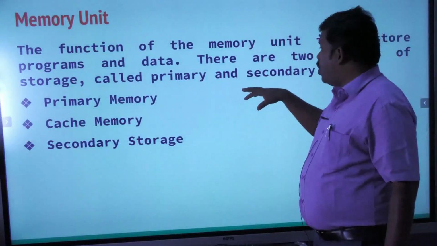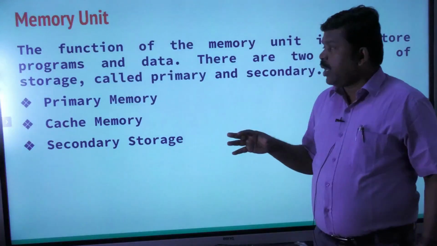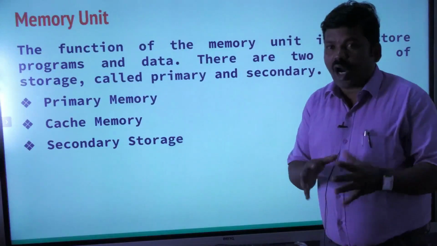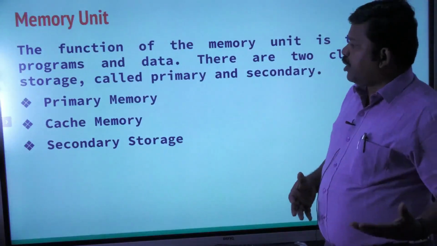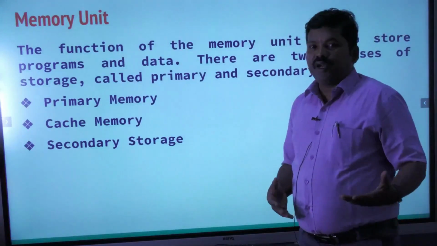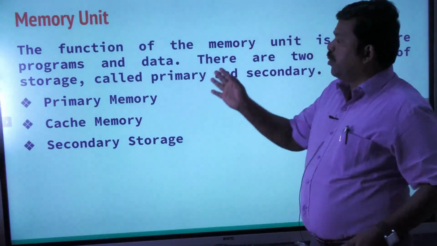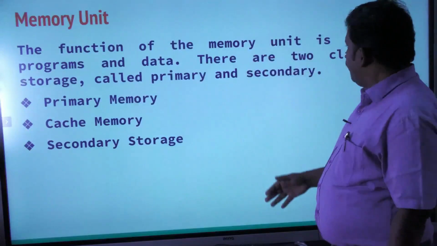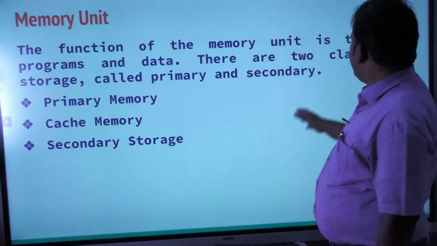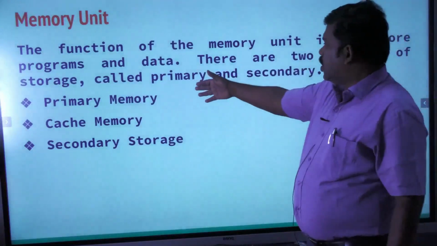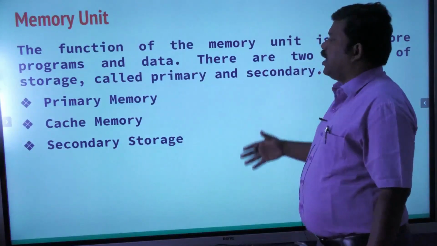It is also sometimes called shared memory. Why? Because memory is common for all the devices, starting from IO devices and other peripherals. They share data with the CPU only through the memory units. There are different memories available, in two classes of storage called primary memory and secondary memory.